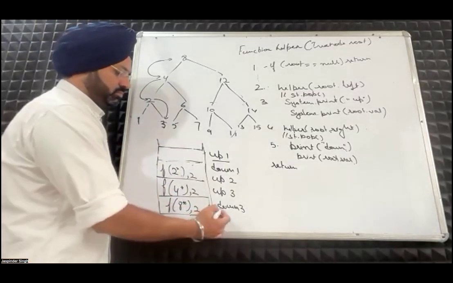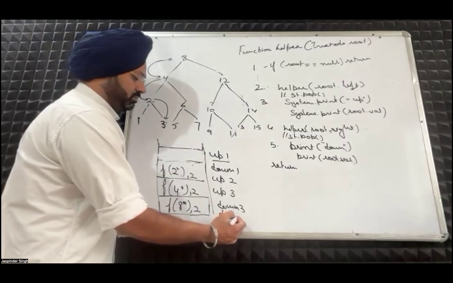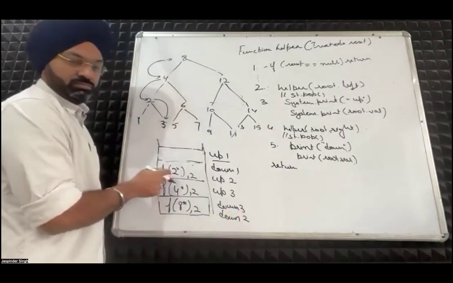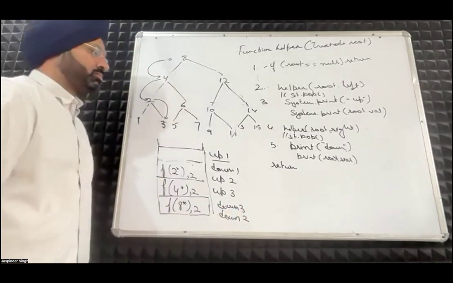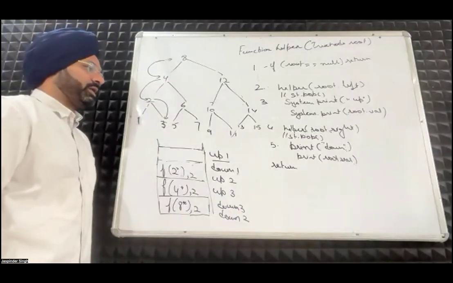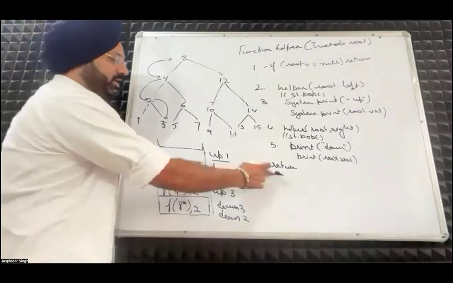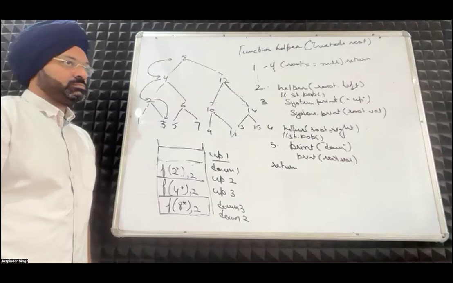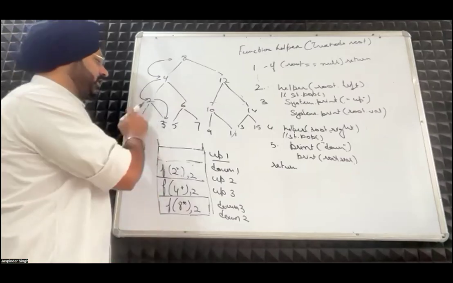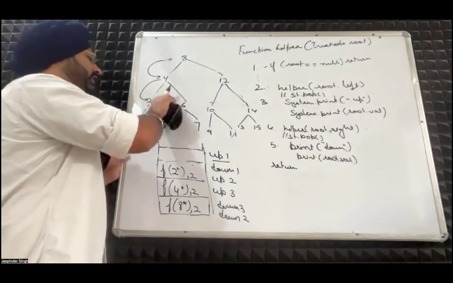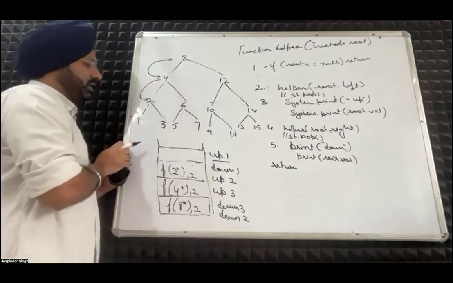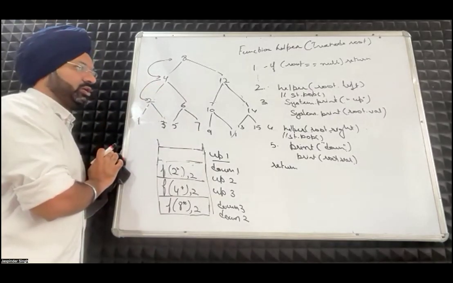Down 2. Down 2 will be printed. And we hit the return statement again. That is, the function call on 2 is done. That is, the left recursive call of 2 is done, the right recursive call of 2 is done. Currently, here is the control of the recursion.